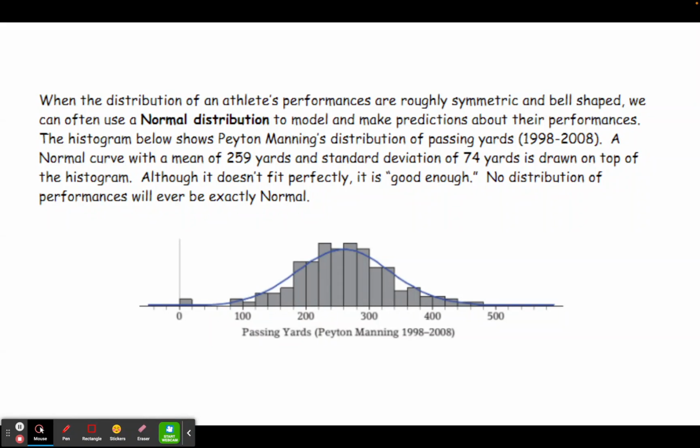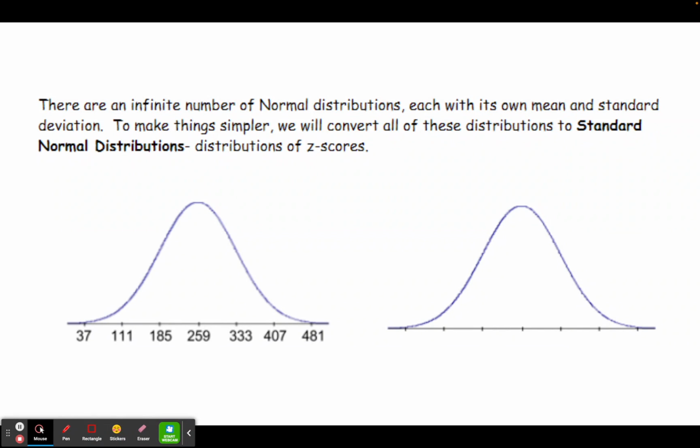We will never have any situation where we have real data that we've collected from an athlete or a team that will be exactly normal. So, we are going to use the normal distribution to approximate that. Now, the problem is that there are an infinite number of normal distributions because for every football player that we looked at, or every baseball player, we took their batting averages, basketball player with the number of points they scored, each one would have their own normal distribution with their own mean and their own standard deviation.